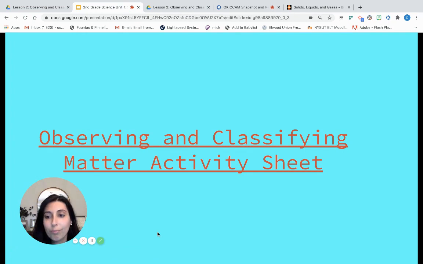Okay, so in just a moment, we are going to be examining some different specimens. That's a very fancy science word that just means things. So we're going to be examining some specimens to determine what state of matter they are. We have to use our observational skills. We have to observe them in order to prove what state of matter they are. So let me show you what we'll be looking at.